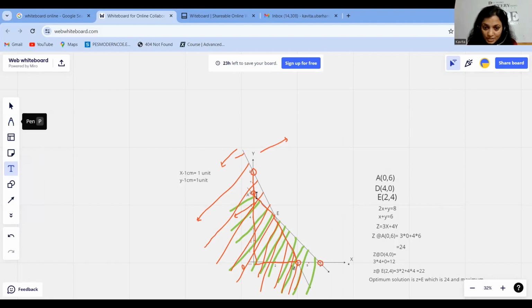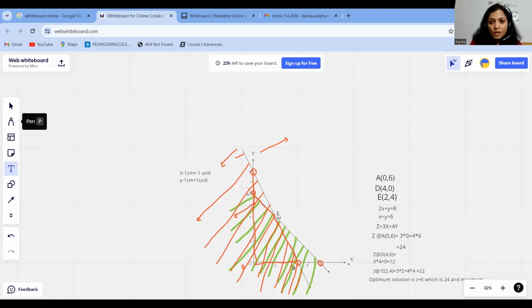A is (0, 6). The point A is at (0, 6), so 0 on the x-axis and 6 on the y-axis. O's point of intersection we already know, that is (0, 0). Then point D. Again we know D's point of intersection, that is 4 on the x-axis and 0 on the y-axis.